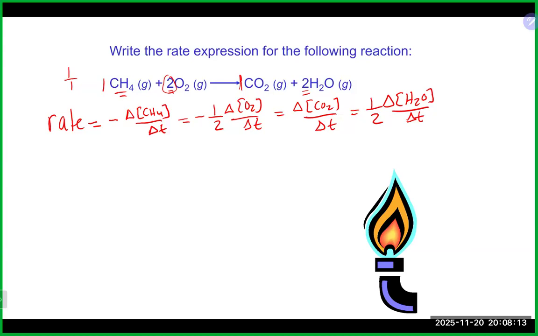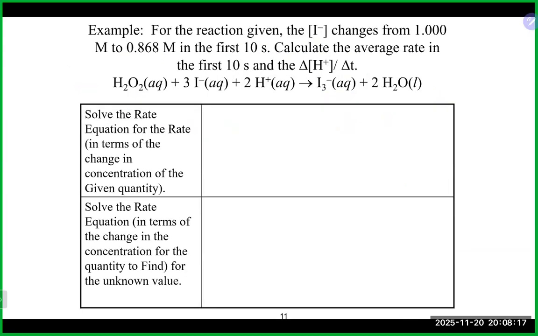All right, so let's take a look at one where maybe we do have a piece of information just to see how we can do this calculation. Let's say for a given reaction, the concentration of I minus changes from 1 molar to 0.868 molar in the first 10 seconds. We want to calculate the average rate in the 10 seconds and what is the concentration of H plus over time, basically how H plus is changing with time.